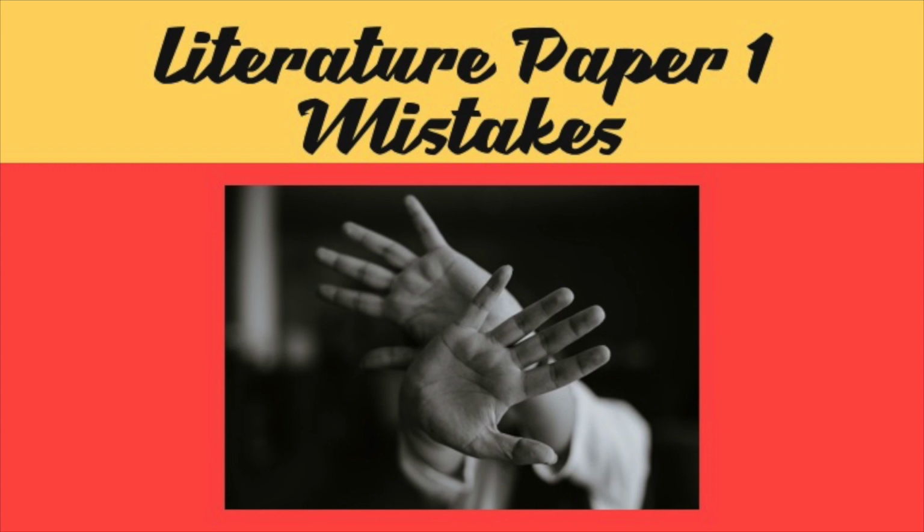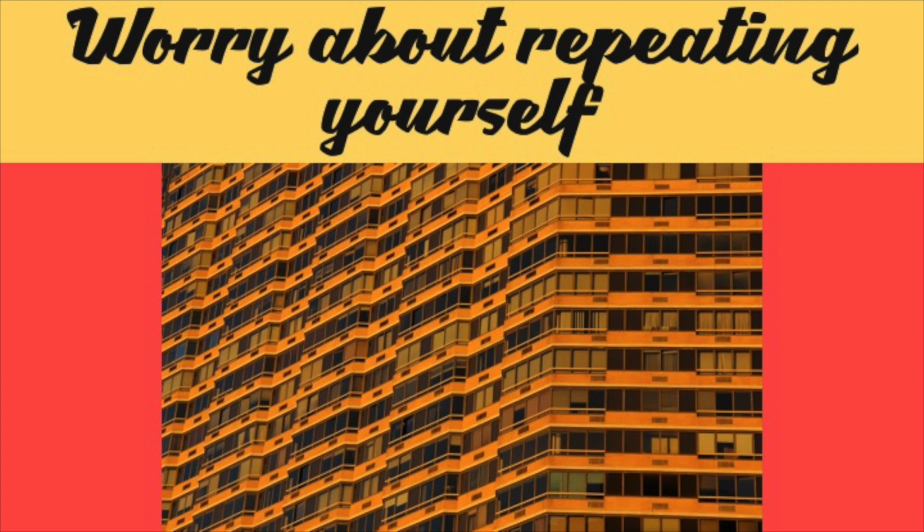Alright, here's 3 minutes on some mistakes you might make in your Literature Paper 1 exam. 1. Worry about repeating yourself. Quite a few students write very short answers to the questions in this paper, and I think the reason is usually that they don't want to repeat themselves.